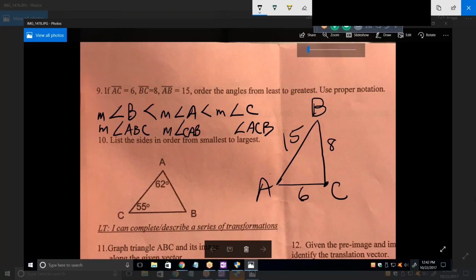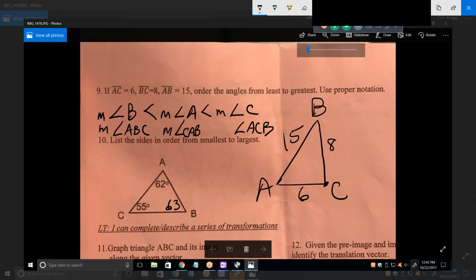Okay. List the sides in order from smallest to largest on 10. So when you add 55 plus 62 and subtract 180 from that, that at least gives us measurement B, which we need. So what is that? Hold on, let me get my calculator. 55 plus 62 equals 117, 180 minus 117 is 63.